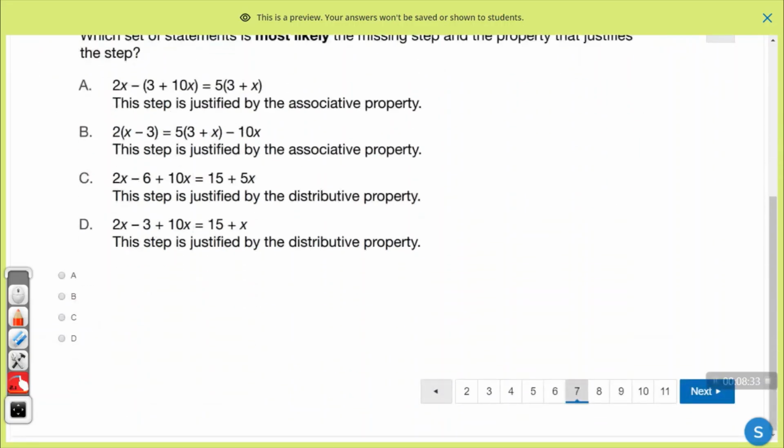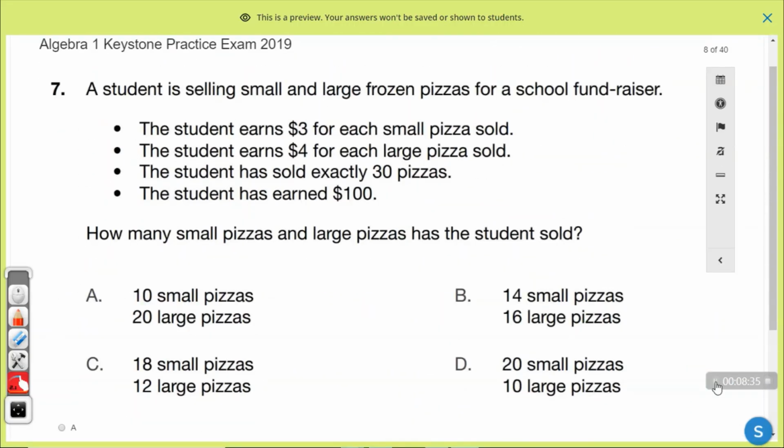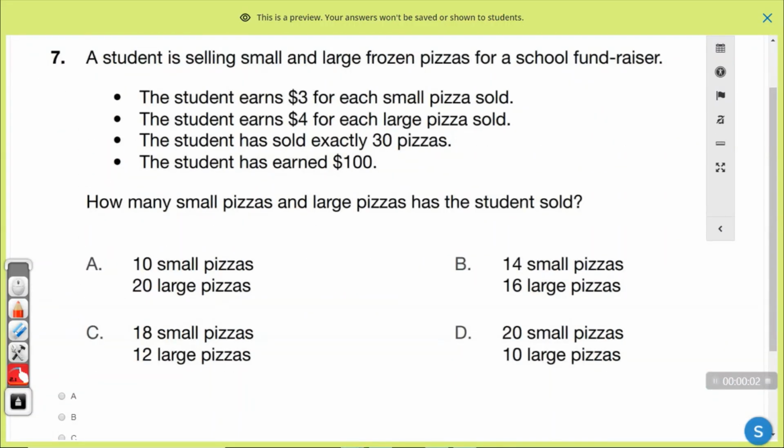All right, let's take a look at number 7. A student is selling small and large frozen pizzas for a school fundraiser. The student earns $3 for each small pizza sold and $4 for each large pizza sold. The student has sold exactly 30 pizzas. The student has earned $100. How many small pizzas and large pizzas has the student sold?